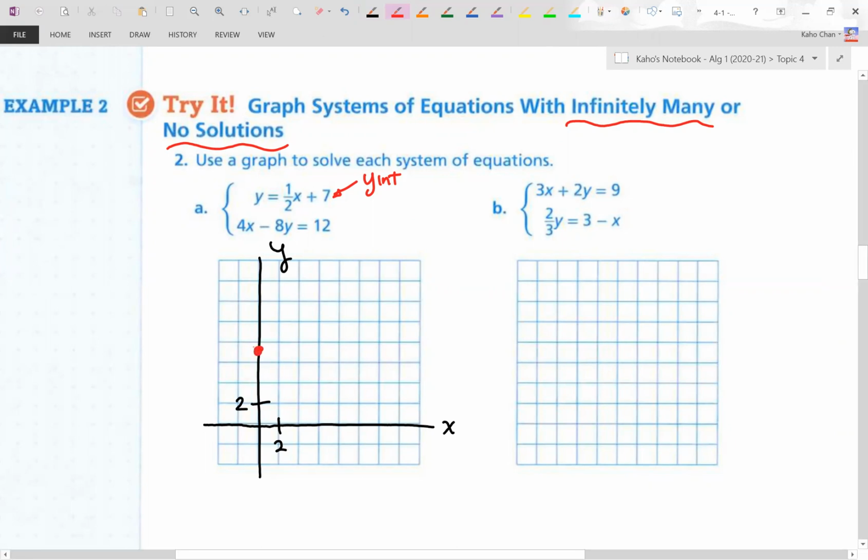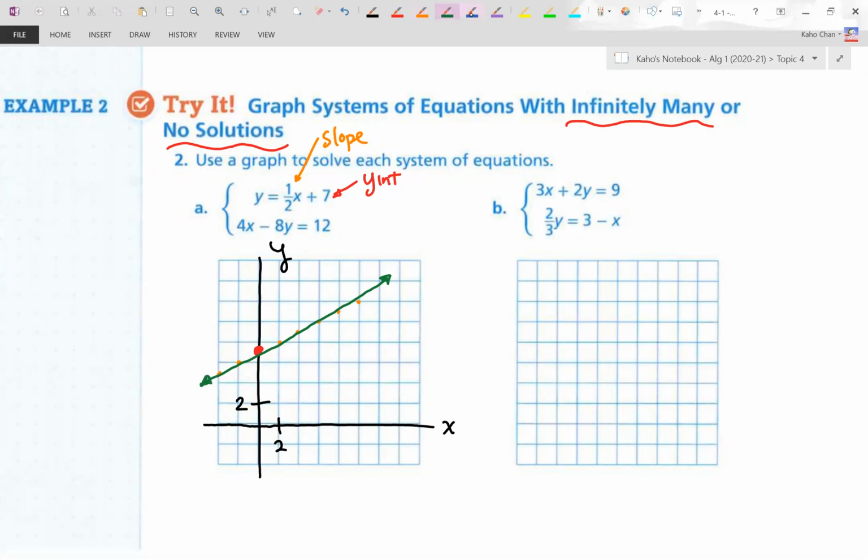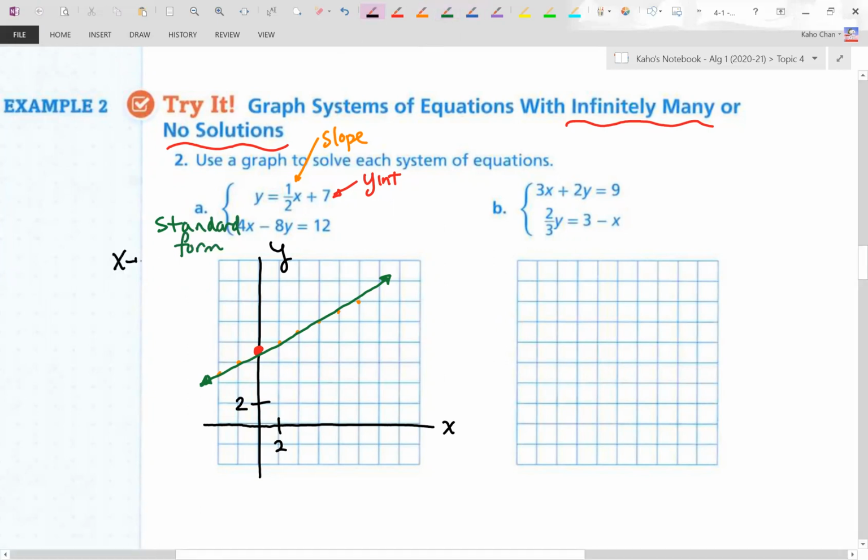Its slope is 1/2. So up 1 over 2, up 1 over 2, up 1 over 2. So there's my first equation right there, graphed. Second one is in standard form. So perhaps we should probably focus on intercepts. The technique is to concentrate on the x-intercept first by setting y equal to 0.